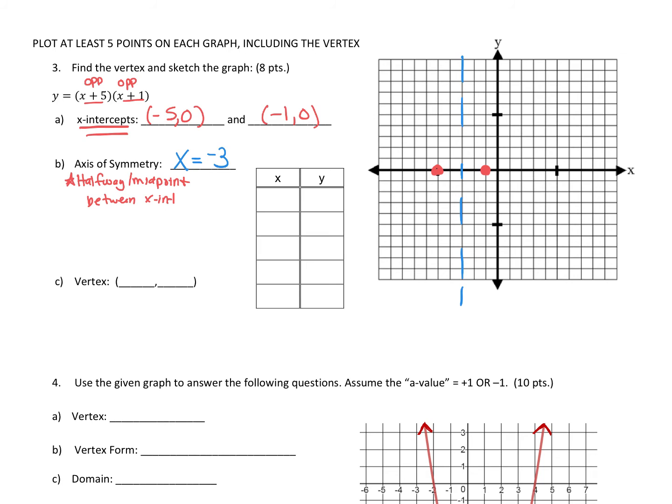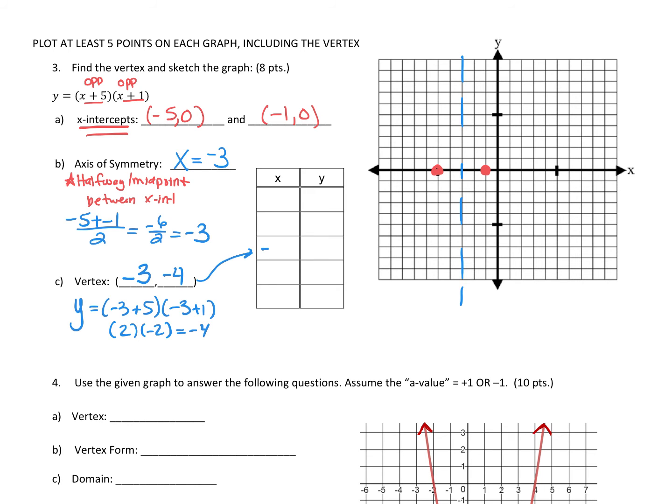Mathematically, you could have also done -5 plus -1 and divided it by 2. That's how you find the midpoint, and I would get -3 for that. So remember, the axis of symmetry is always the same as the x of the vertex. Now I can take that x of the vertex and plug it back into the original equation, and you're going to get -4. And again, we'll put that in the middle of the table.